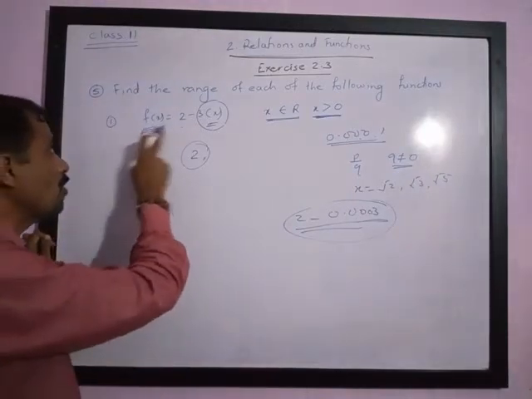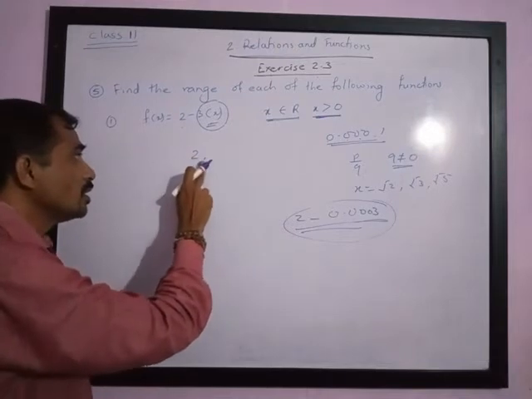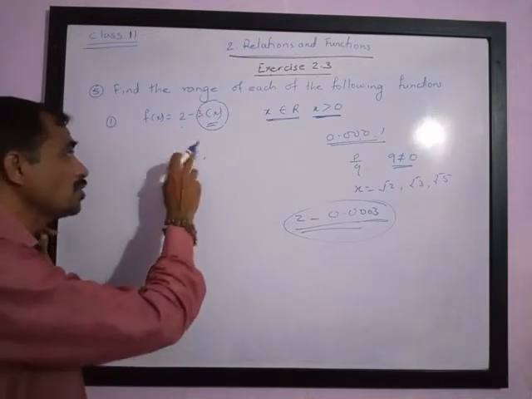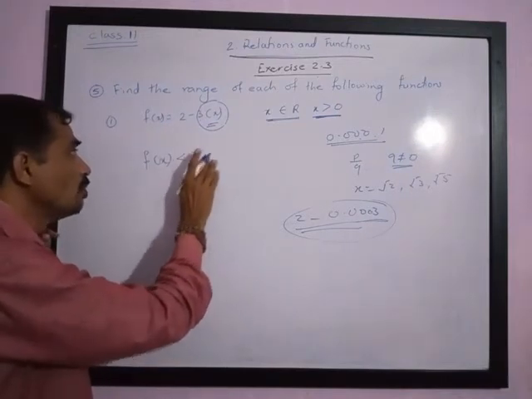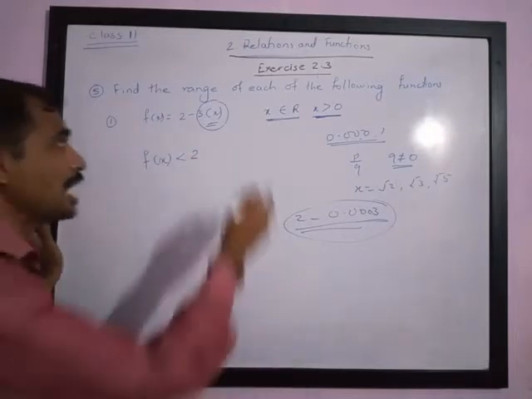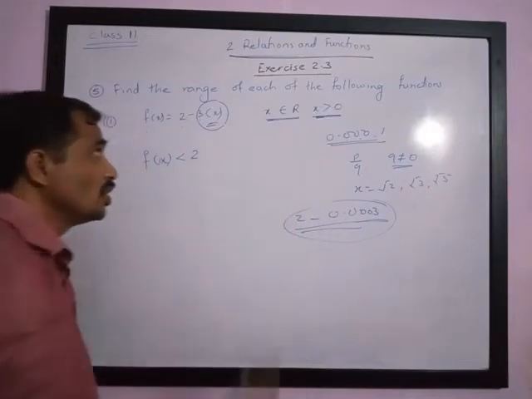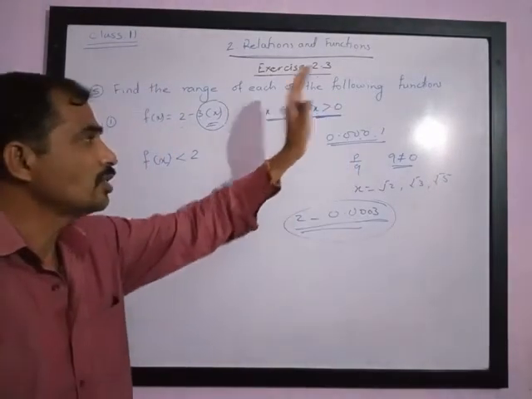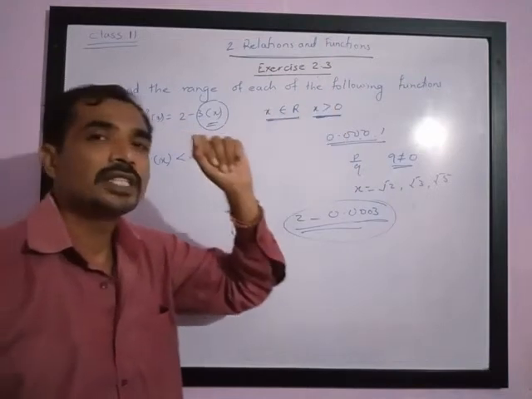So f of x will have values less than 2 but it will not have the value 2. f of x will always be less than 2 but not equal to 2. Now let us try to find the maximum limit. x belongs to real numbers and x is greater than 0. It means x can have a very large value. It can have lakh, 2 lakh, 3 lakh, and it can have a very large value.